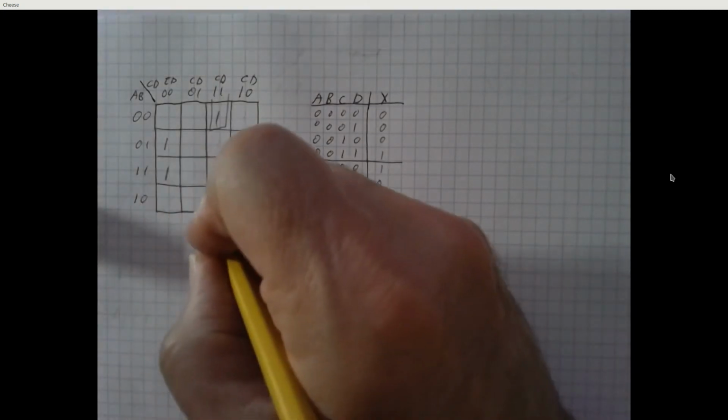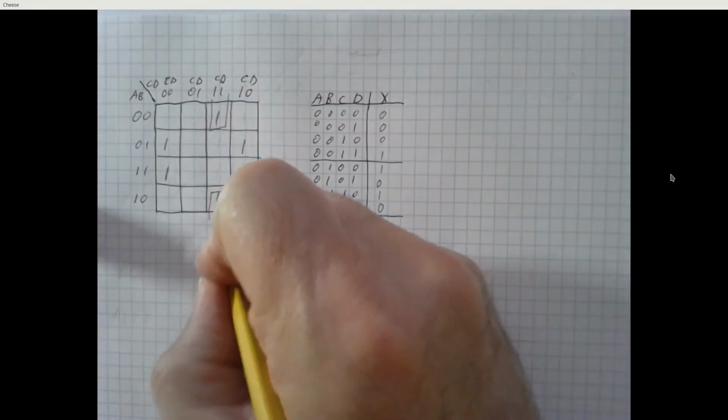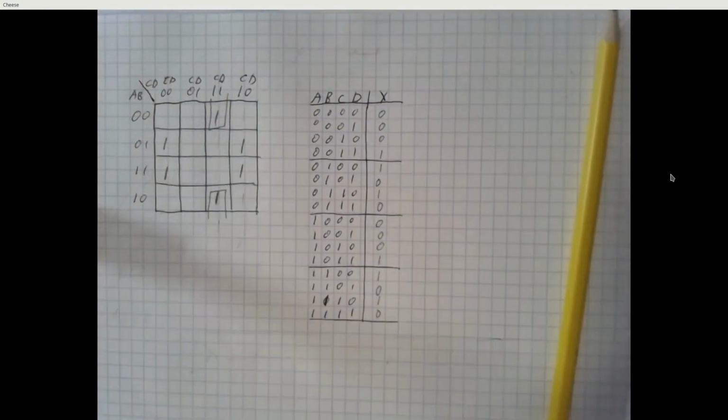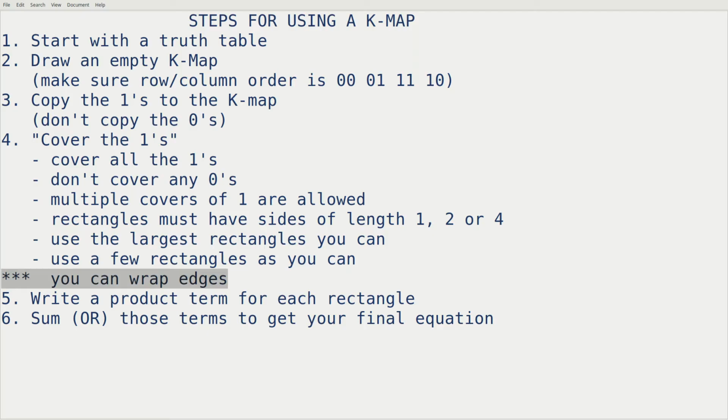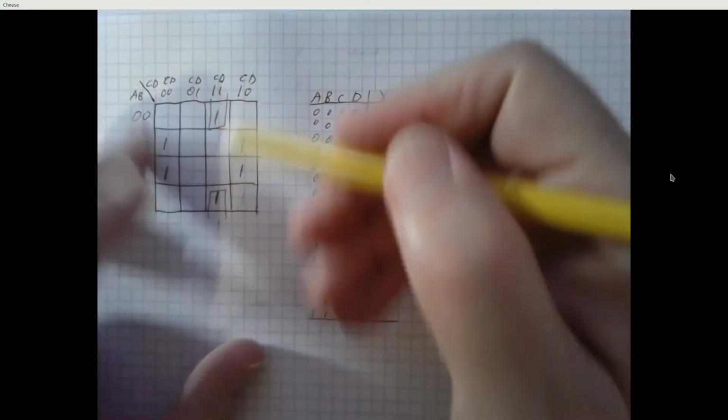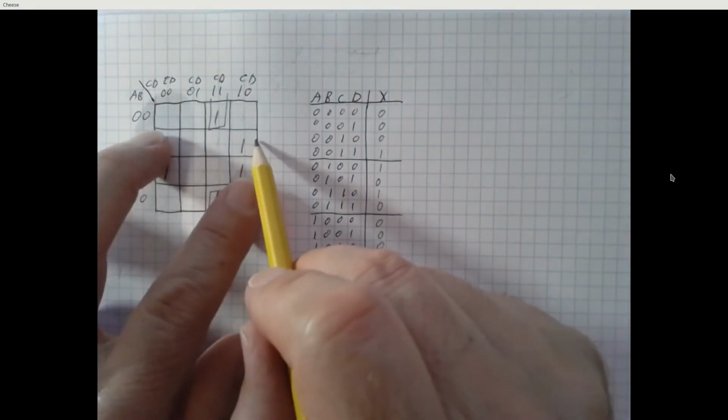We're recognizing the fact that you know, there would be a 1 here, and we could draw a rectangle around that. So we can wrap the edges. So that's the last addition to our rules for making K-maps. So there's the extra part about covering the ones. You can wrap the edges, okay? Which means we can connect the top to the bottom, we can connect the left to the right.